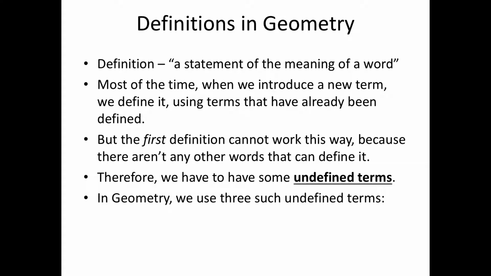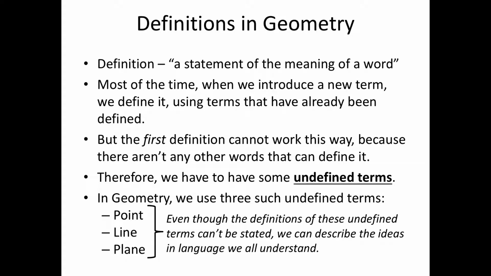Right? In geometry, we're going to have 3 of them: point, line, and plane. And what's great is that even though these can't be defined, because again, if you define them, you're going to have to use words to define them, and then someone can say, well, what do those words mean? And then what do those words mean? And what do those words mean? Okay, so we can't actually define them.